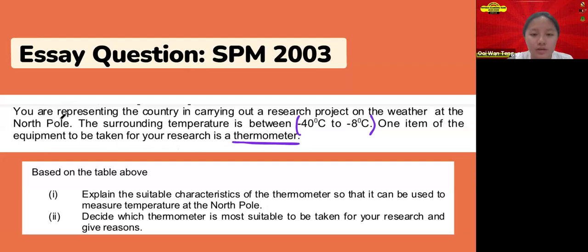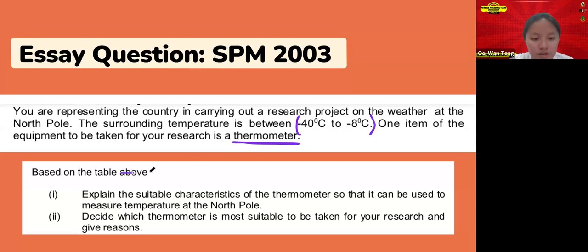So from this question, you know that we need to do research at the North Pole, and the North Pole has a temperature between negative 40 degrees Celsius and negative 8 degrees Celsius. It means that the North Pole has the lowest temperature, which is negative 40 degrees Celsius, and its highest temperature is negative 8 degrees Celsius. And to carry out this research project, we have to use a thermometer.